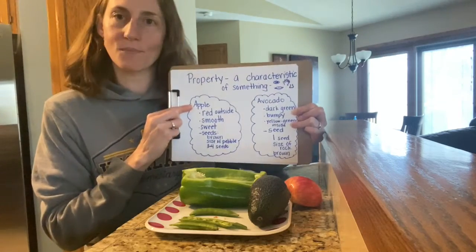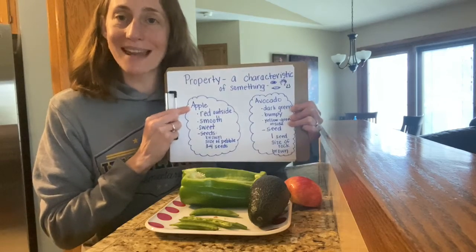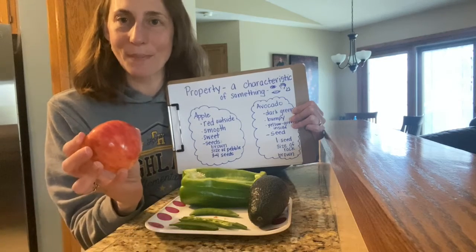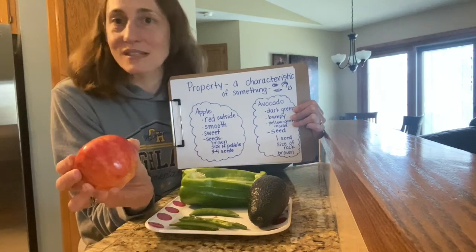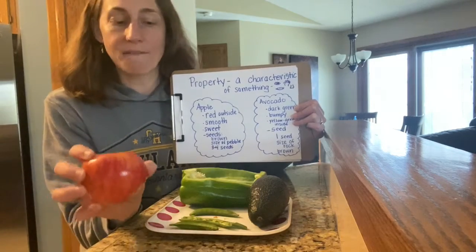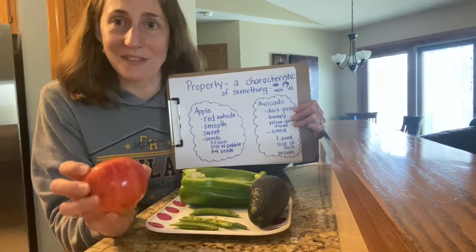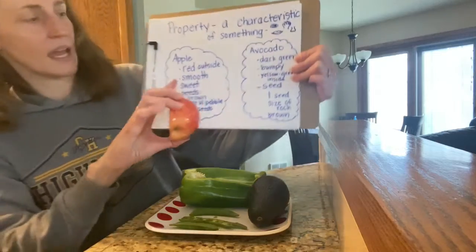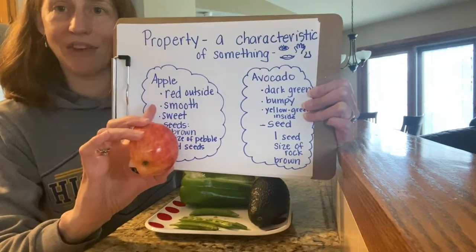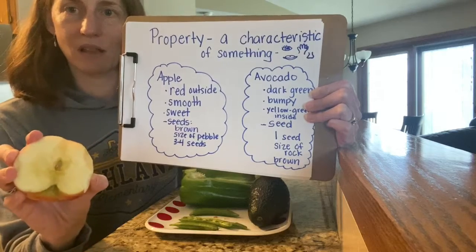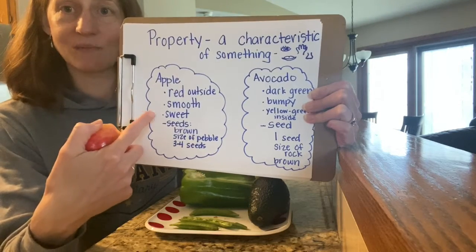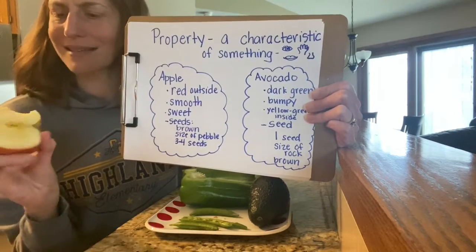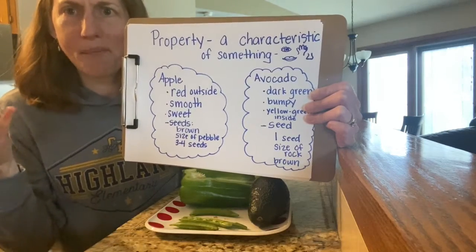So the first fruit that I chose was an apple. I thought about the properties of an apple that I can use when identifying that it is an apple. And in fact, I also thought about the properties of the seeds inside of the apple. I take a look at this apple, and I know that the apple is red on the outside. It's kind of like a cream color on the inside. It is smooth. It is sweet in taste. So when I thought about how the apple tastes, it's sweet.